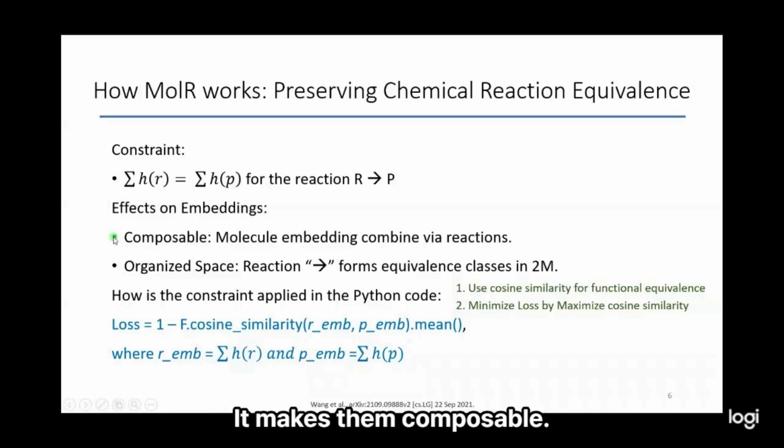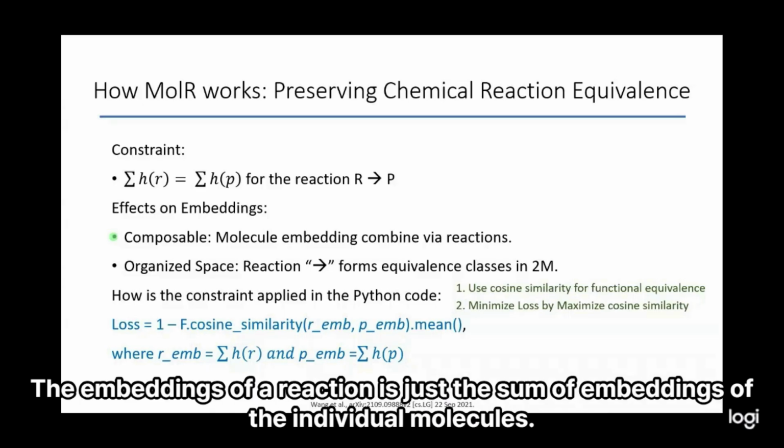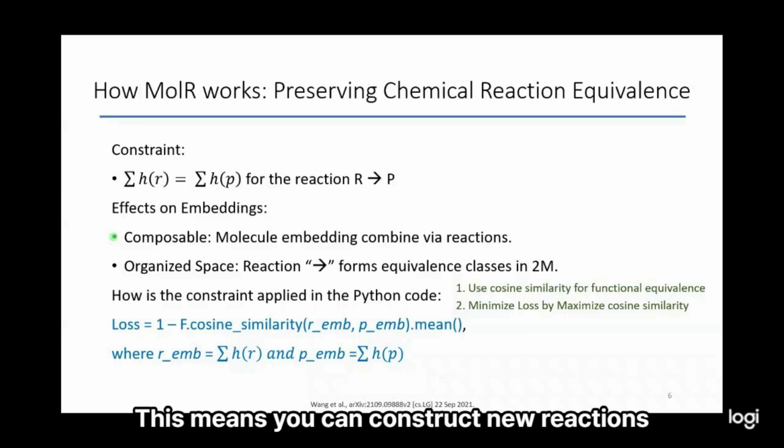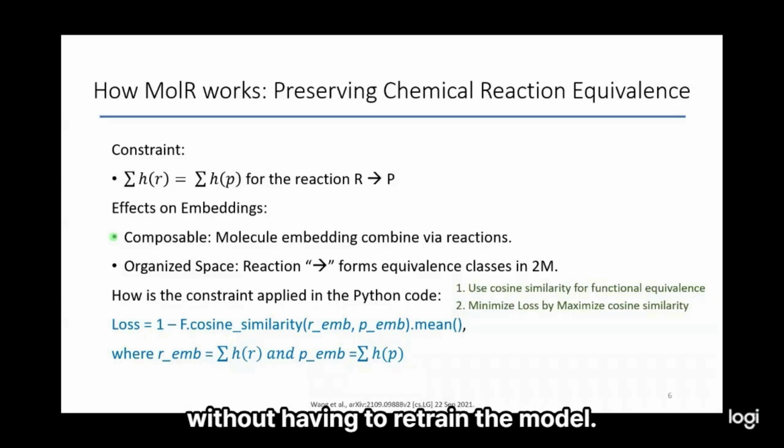It makes them composable. In other words, they can be built up from parts. The embeddings of a reaction is just a sum of embeddings of the individual molecules. This means you can construct new reactions directly from known molecule embeddings without having to retrain the model.